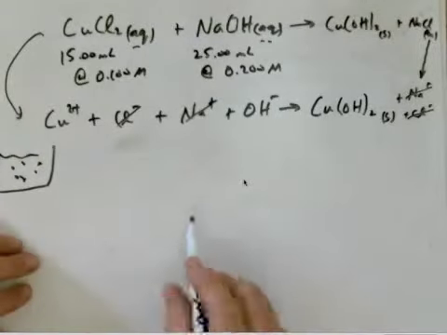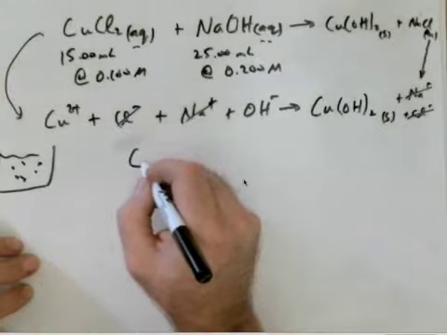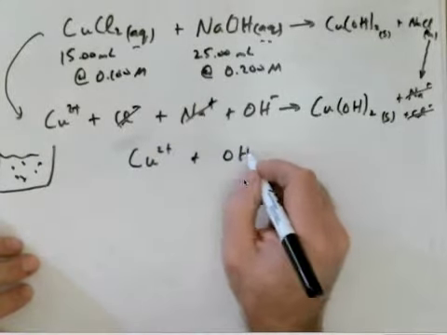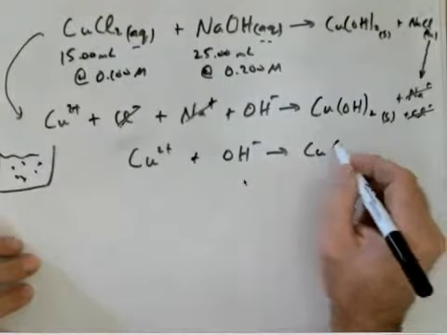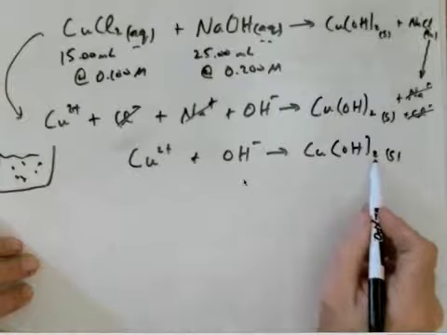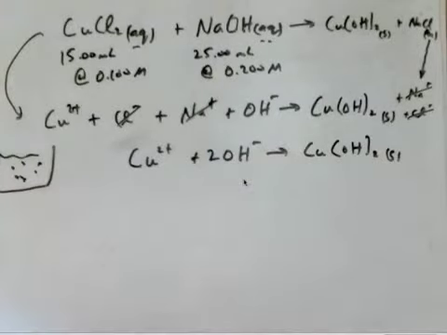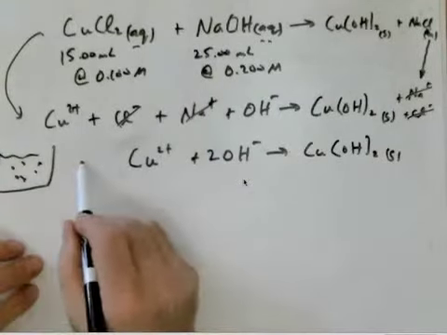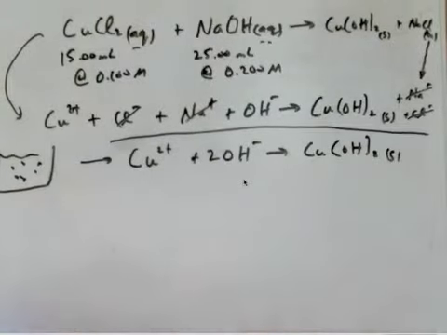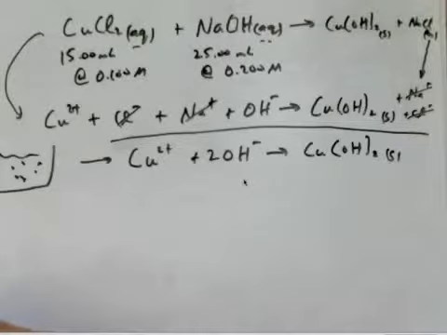So let's write our net ionic equation. That's the one that should be balanced. Copper 2 ions and hydroxide ions make CuOH2 solid. Well, look, there's 2 hydroxides, so I'll need 2 hydroxides. Now I have a balanced net ionic equation, and in my class we will do all our math from that point because that's the point that tells you what's really reacting.